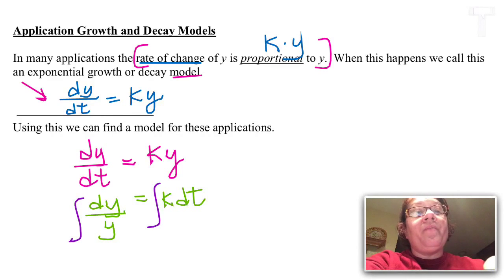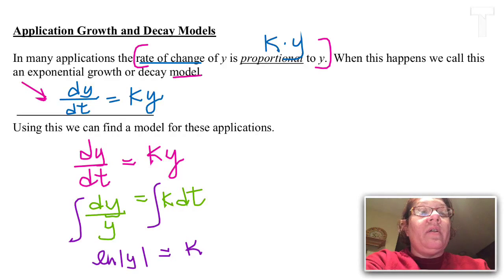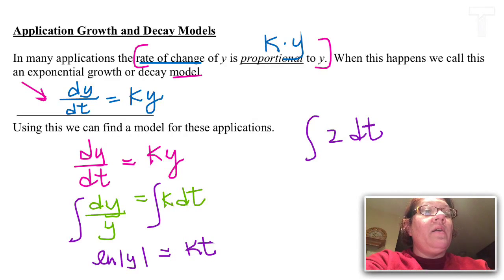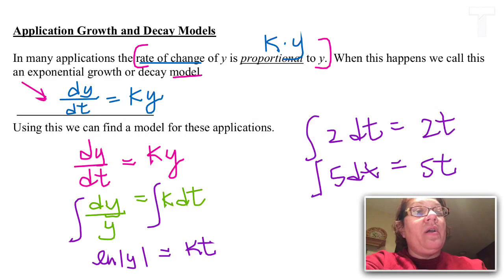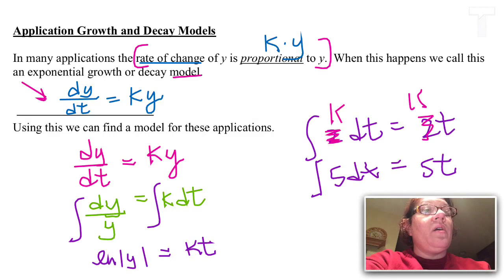It's some number. And on the left-hand side, I'm going to have natural log of absolute value of y. And on the right-hand side, I'll have kt. So think of this. If you had 2 and dt, you'd get 2t. If you had 5 and dt, you'd get 5t. So when I think of it as k, then I get kt, because k is just a number, a constant. And then of course I have to put my plus c somewhere. I like to put it over here.